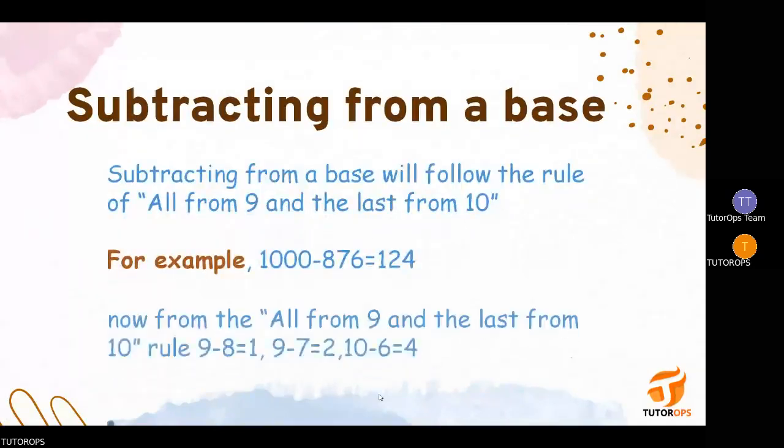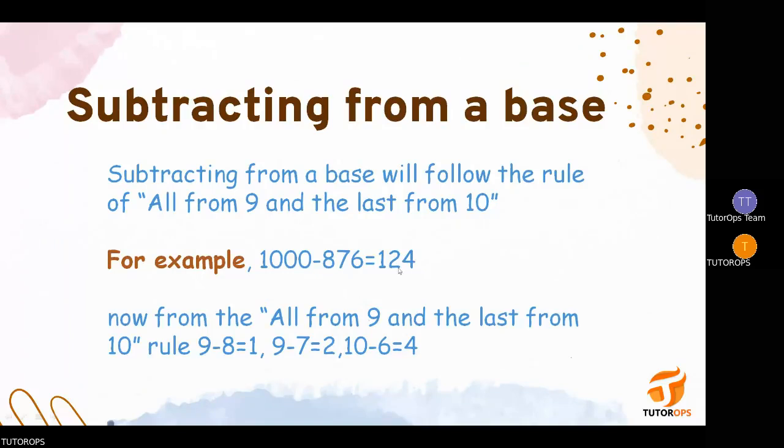Let me take another simple example of subtracting from a base. 1000 minus 876. Now, what will be the answer? For 876, the nearest base is 1000. Now, we don't need to check anything because here the first number is 1000, so we can go with the previously mentioned method. Okay. So what will be the method? All from 9 and the last from 10.